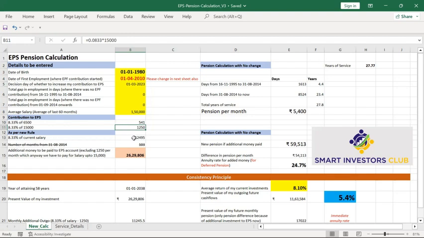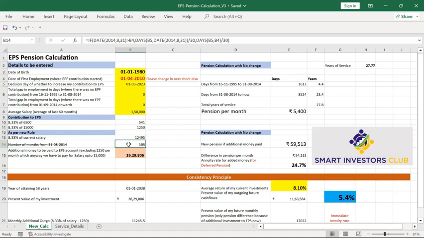And this is 8.33% of our current salary. So this is the current salary, and this is 8.33% of our current salary. Now I have removed this, because we do not require the number of months from 2014 till now, because that has gone. The earlier assumption that 2014 is the date is not correct. We can go back up to 1995.